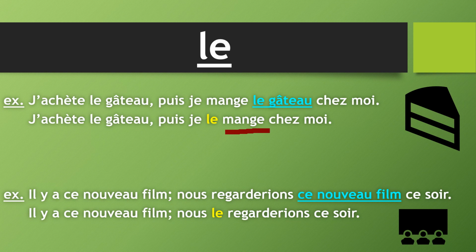There's this new movie. We would watch this new movie tonight. To shorten this sentence, we can replace the second ce nouveau film with the pronoun le. So your shorter sentence would read, Il y a ce nouveau film. Nous le regarderions ce soir. There's this new movie. We would watch it tonight. Once again, there is only one verb in the second half of this sentence. So the pronoun le would go right before it.